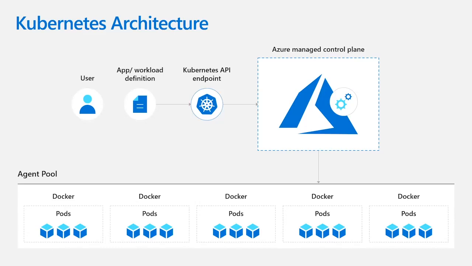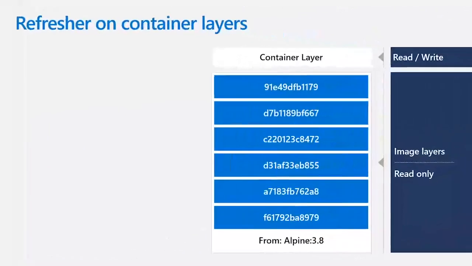So now you don't have to worry about hardware upgrades or canonical upgrades or anything like that. Instead, you as the user, whether it's the developer, the operations, or whatever your role is, can send off that workload definition, hand it on over to the Kubernetes API endpoint. Azure will take care of it and then schedule it accordingly to your agent pool or your worker nodes. Simple, right?